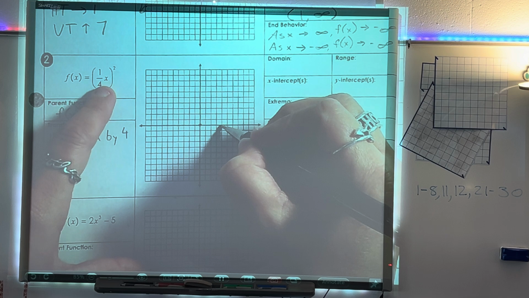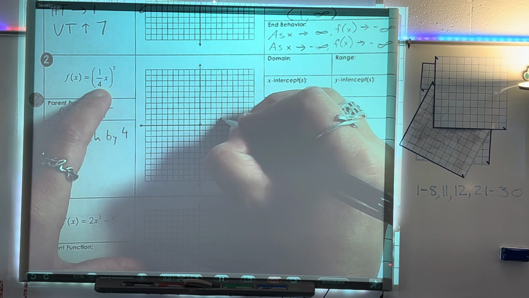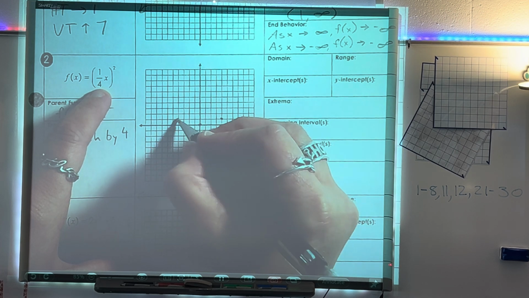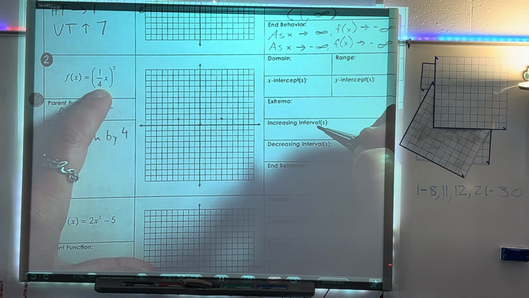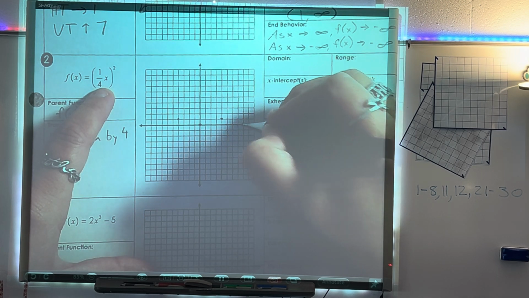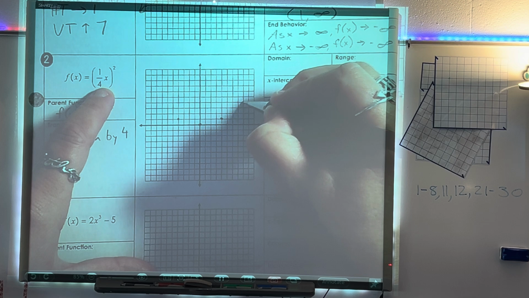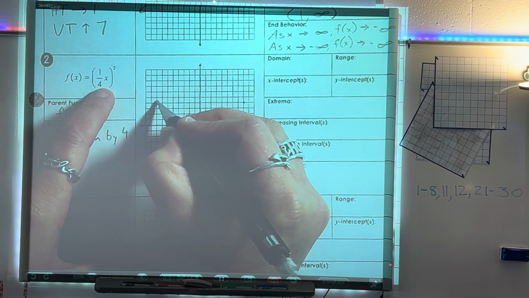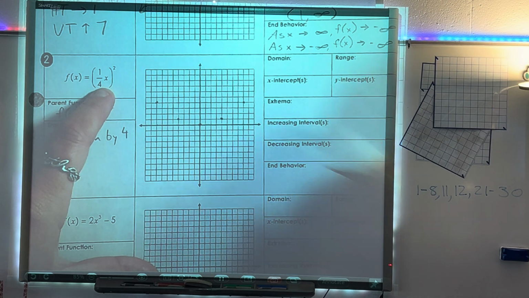4 times 1/4 would be 1. 1 squared would be 1. It's supposed to be right here. So it'll be the same thing on this side. If I choose 8, because 8 will cancel that 4, will give me 2. 2 squared will be 4. So at 8, I'm at 4. Same thing at negative 8. And that's all that's going to fit on this graph.